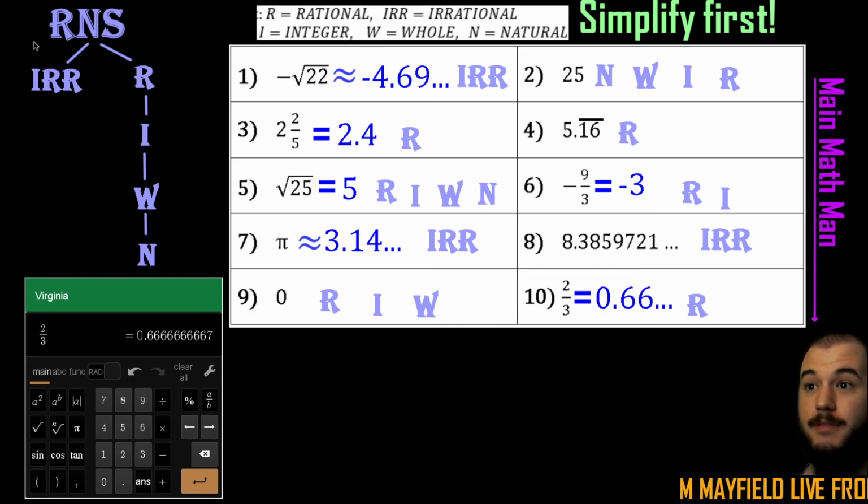So even though it does not end, it does repeat, so it is still rational. Again, we already proved that because it is a ratio, so we already know that for 2/3. However, why is it not an integer? Well, it's not a full amount. It has those decimal values in there, so that's why we cannot include it in the integers.